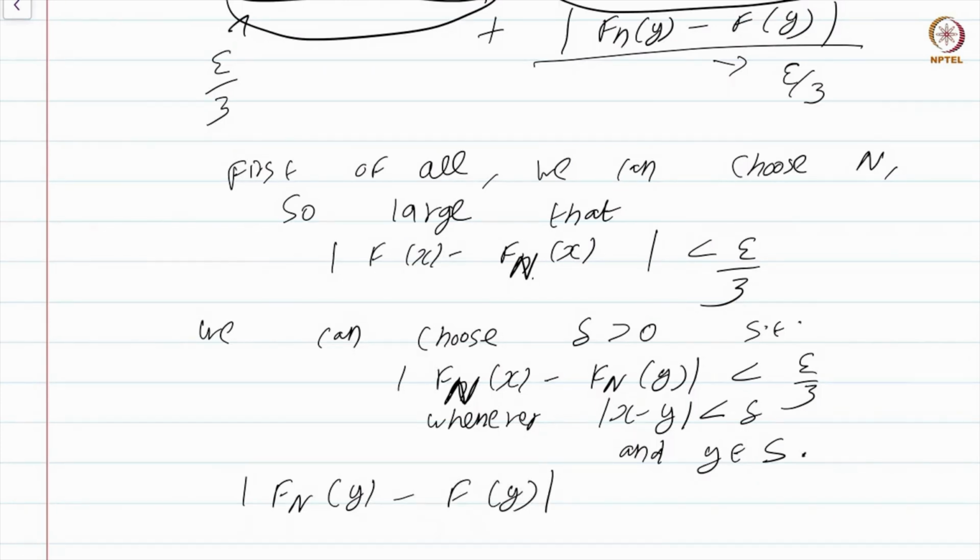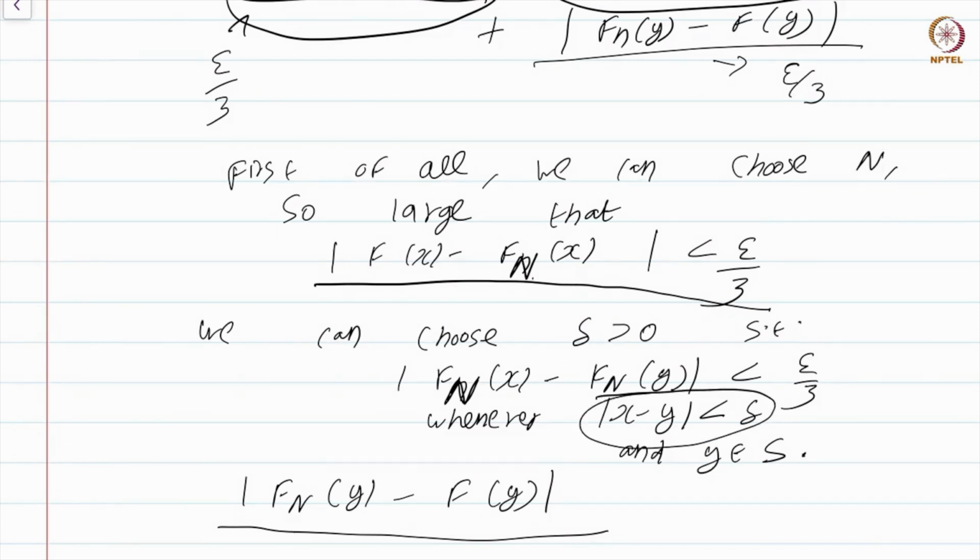y could be any point such that mod x minus y is less than delta and y in S. And the issue arises because just by ensuring that modulus of f x minus f n x is less than epsilon by 3 does not give us any control on modulus of f n y minus f y. We might have to bump up this capital N. We have no control over y, so depending on the choice of y, which is now contained in this, which is delta close to x, we have to choose capital N possibly higher depending on the choice of y.